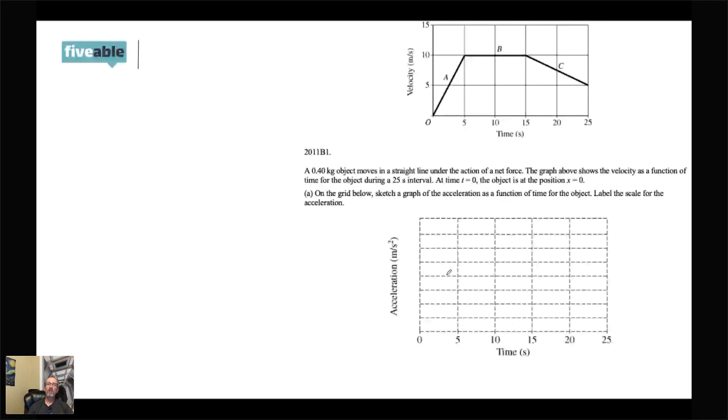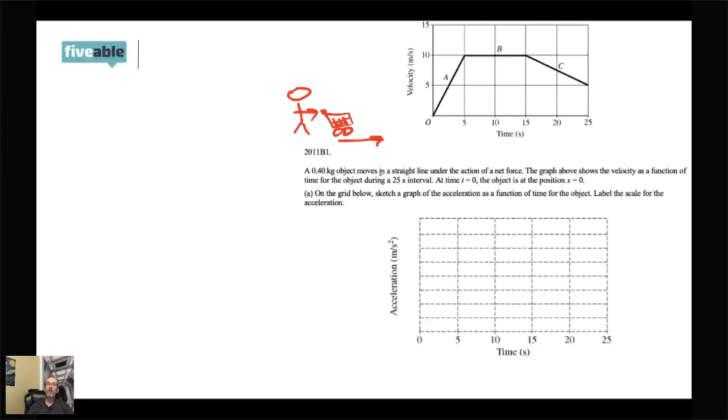So here's what we're looking at. We have a 0.4 kilogram object moving in a straight line under the action of a net force. Give me a good example of that. That might be a person pushing a shopping cart. So here's the infamous shopping cart. When they push that shopping cart, they're pushing it in a straight line, and they are using a force to push it with.